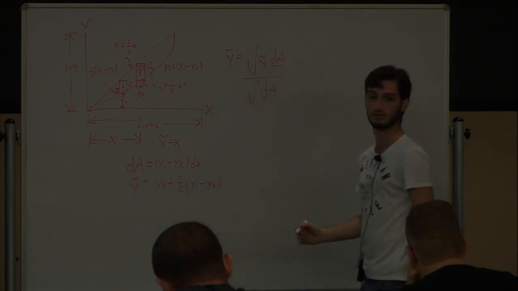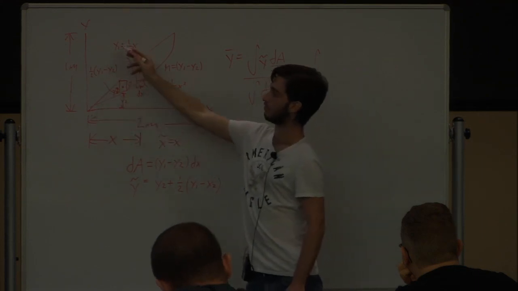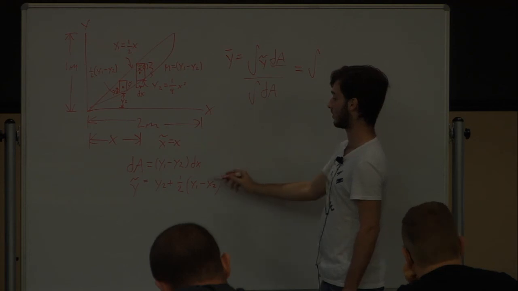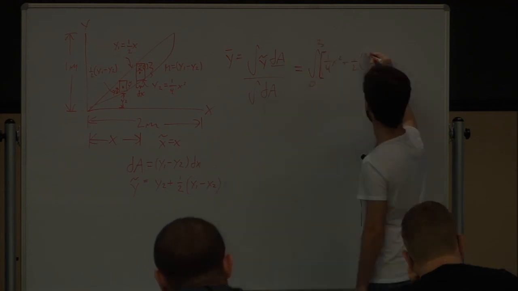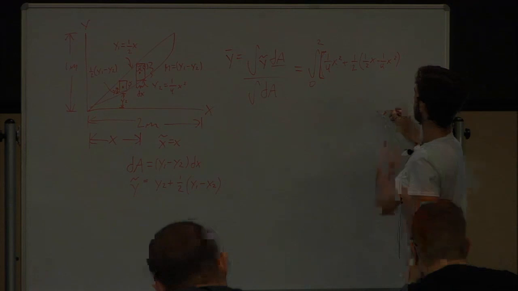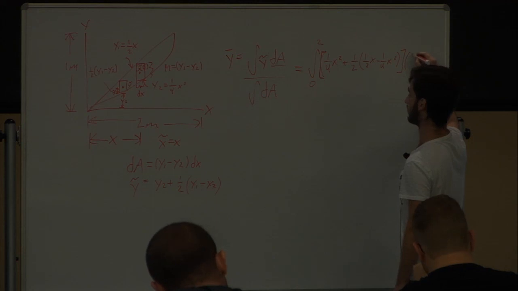So y bar equals the integration from 0 to 2, since we're still working with dx, of y tilde, which would be 1/4 x squared plus, let me use brackets for this, 1/2 of (y1 minus y2), and this is y tilde, times y1 minus y2 dx. And 0 to 2 of dA, so just this term, 1/2 x minus 1/4 x squared.